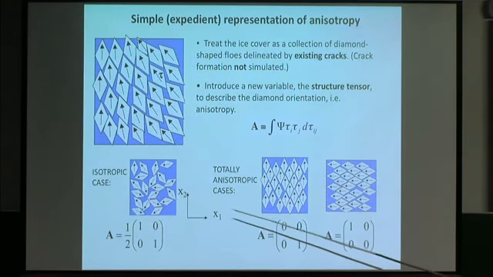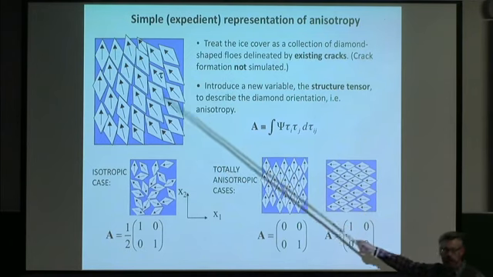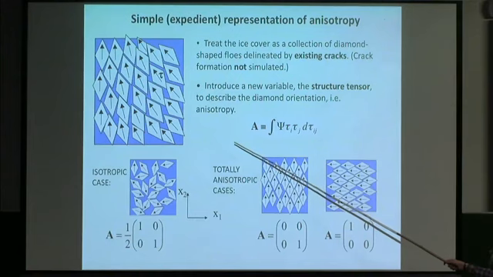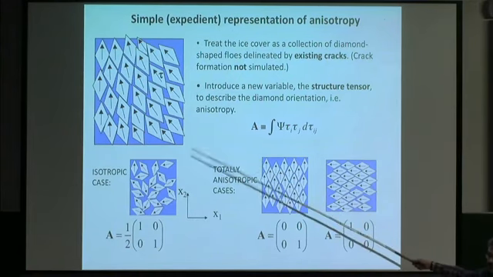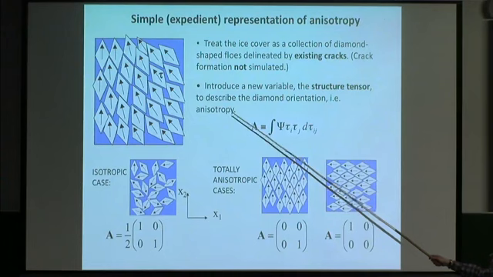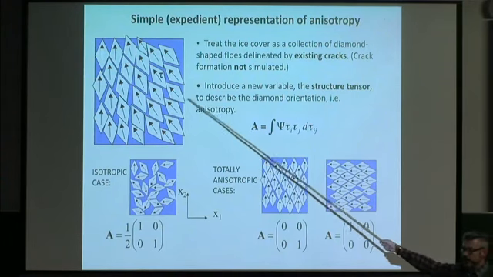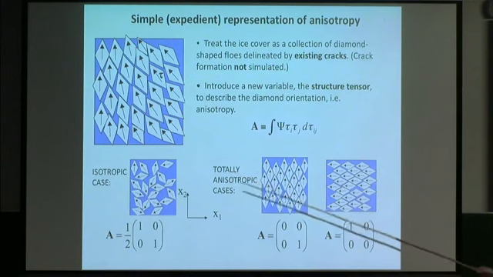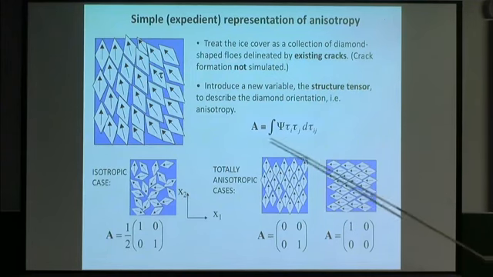So this blue square is the grid cell of our climate model. We don't resolve anything inside that square. But we assert that it is filled with diamond-shaped floes which have some particular orientation. These floes are delineated by existing cracks. We're not trying to simulate new crack formation. And the orientation of these floes is given by a structure tensor. Another field of research uses something called a fabric tensor of various kinds. In anisotropic materials, you often have a state variable to describe the anisotropy.